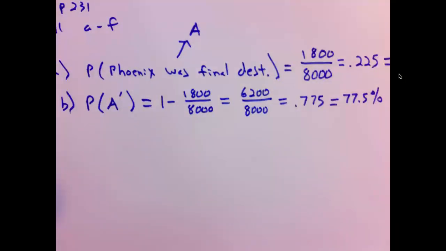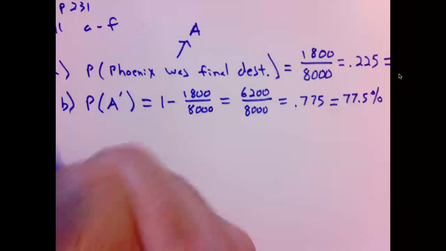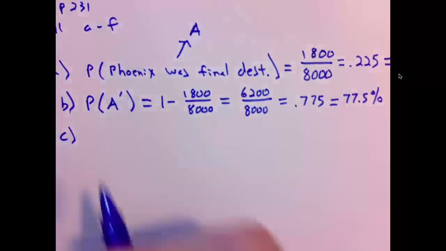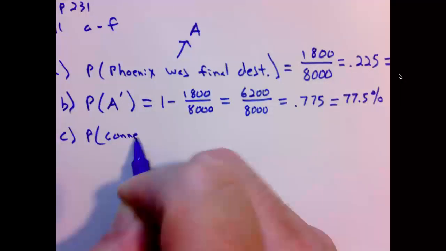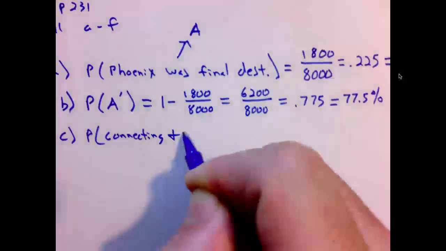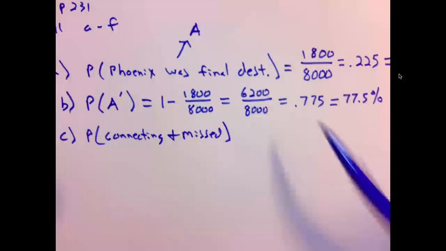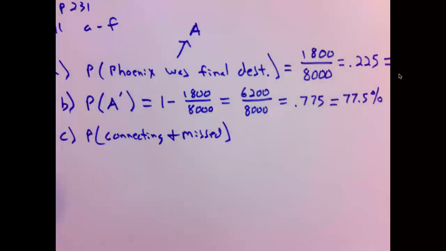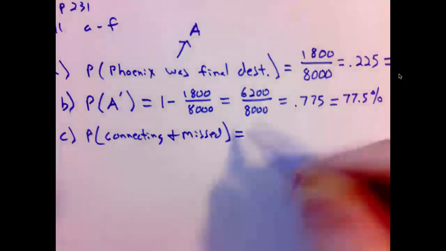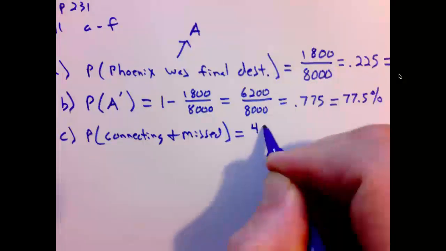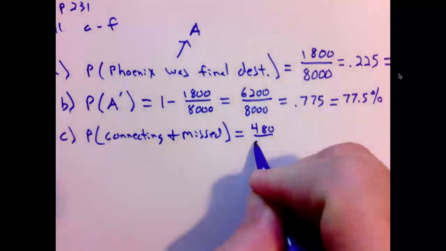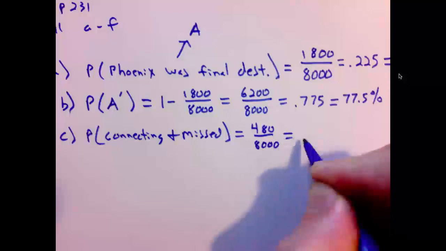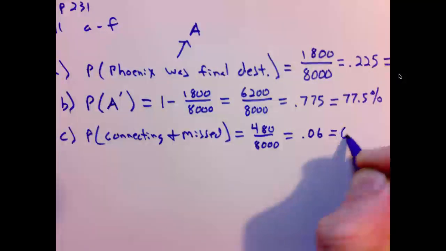Alright, that is B. C says the probability the selected passenger was connecting and missed the connecting flight. C, the probability of connecting and missed the flight. Okay, well, it says that 1,800 connected and 480 missed the flight. So of the 8,000, 480 both connected and missed the flight. So it's 480 over 8,000, and this is 0.06, which is also 6%.